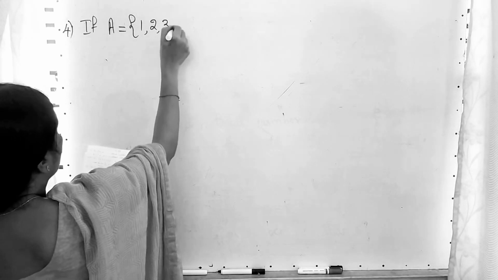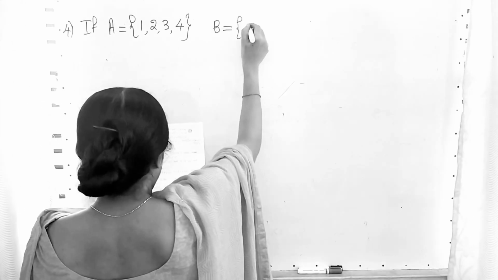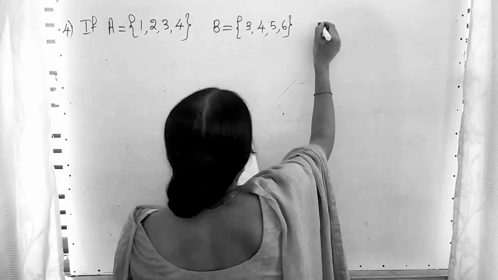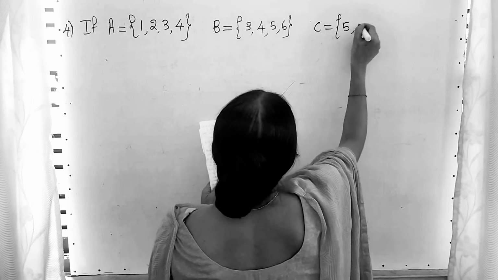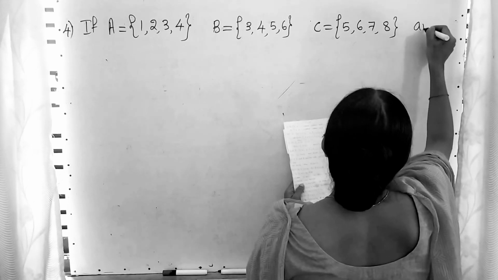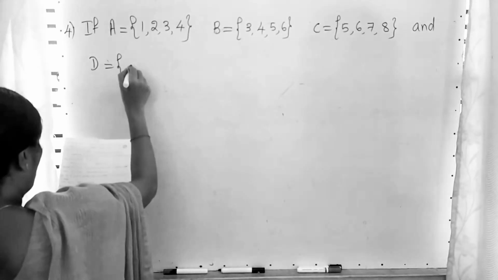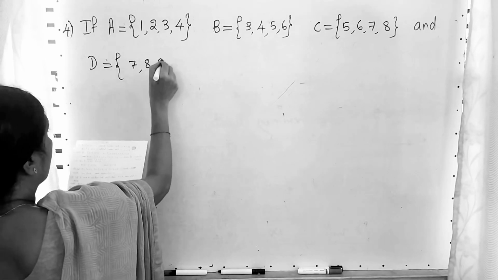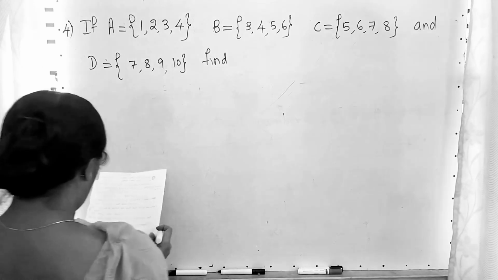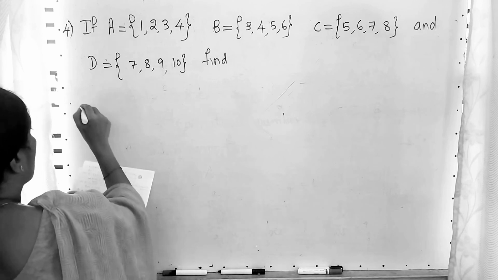If A is equal to 1, 2, 3, 4. B is equal to 3, 4, 5, 6. C is equal to 5, 6, 7, 8. And D is equal to 7, 8, 9, 10. There are 4 sets given. Find the following. See, 8 questions are there. I will solve 4 questions here and 4 I will give as an assignment.